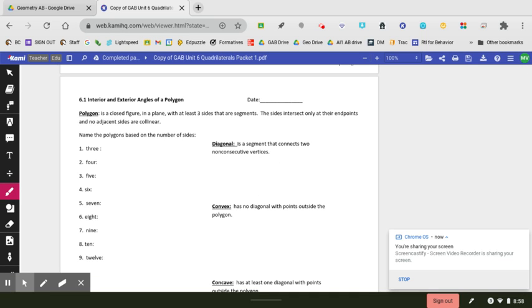Hello, everyone. Today we are starting chapter 6, and we're starting with interior and exterior angles of a polygon. So, first of all, we need to define polygon: a closed figure in a plane with at least three sides that are segments. The sides intersect only at their endpoints, and no adjacent sides are collinear.